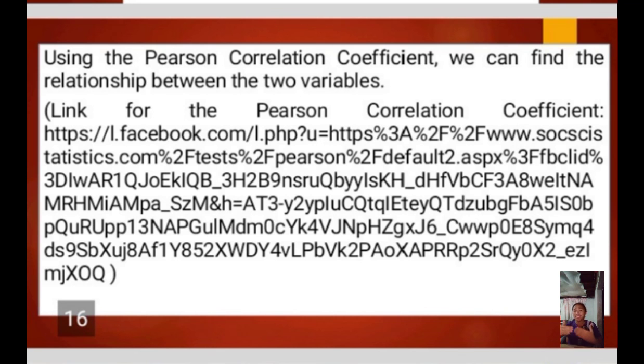To find the relationship between the two variables, we can use the Pearson correlation coefficient. As you can see, this is the link for the Pearson correlation coefficient. Using this, we solve it through the use of technology, the use of ICT tools, and this link provided is for the Pearson correlation coefficient.